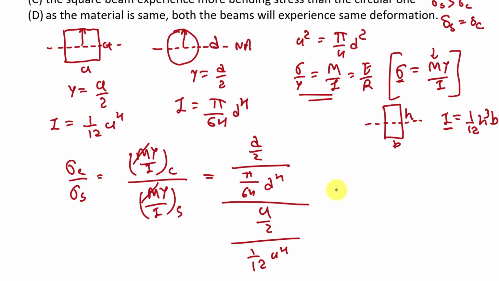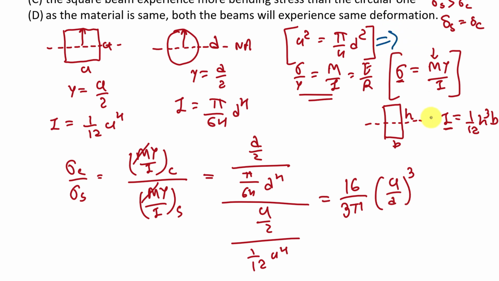Fine. If you will simplify this, then you will get 16 divided by 3 pi into bracket a by d raised to 3. And from this expression we can find out ratio of a divided by d. It will be root pi by 4, right? And now we have to put this value here.